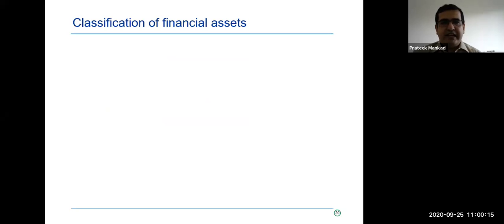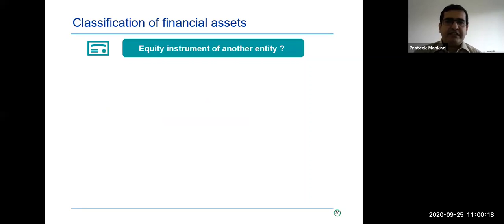Now the first gating question is: is the financial instrument an equity instrument of another entity? What could be examples of those? Once again, quickly in the chat box. Examples of an equity instrument of another entity. Investments, yeah. Investment in shares, absolutely right. Preference shares in some situation.